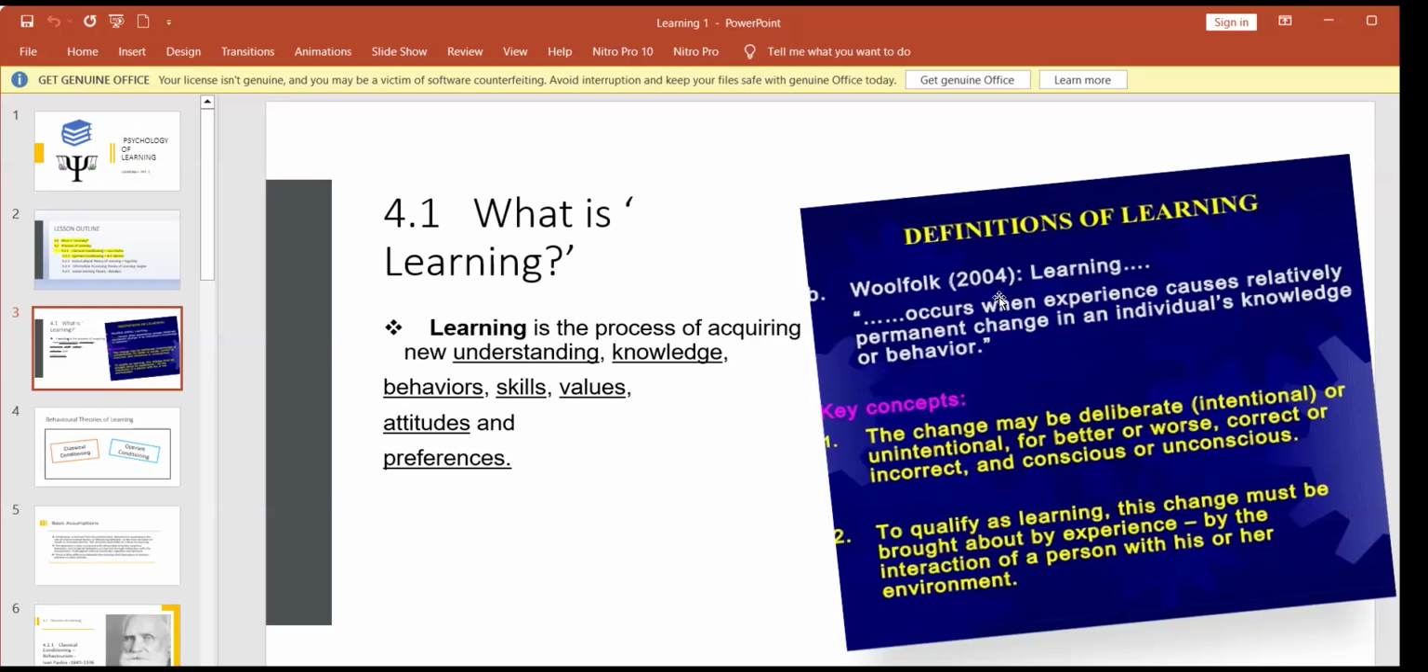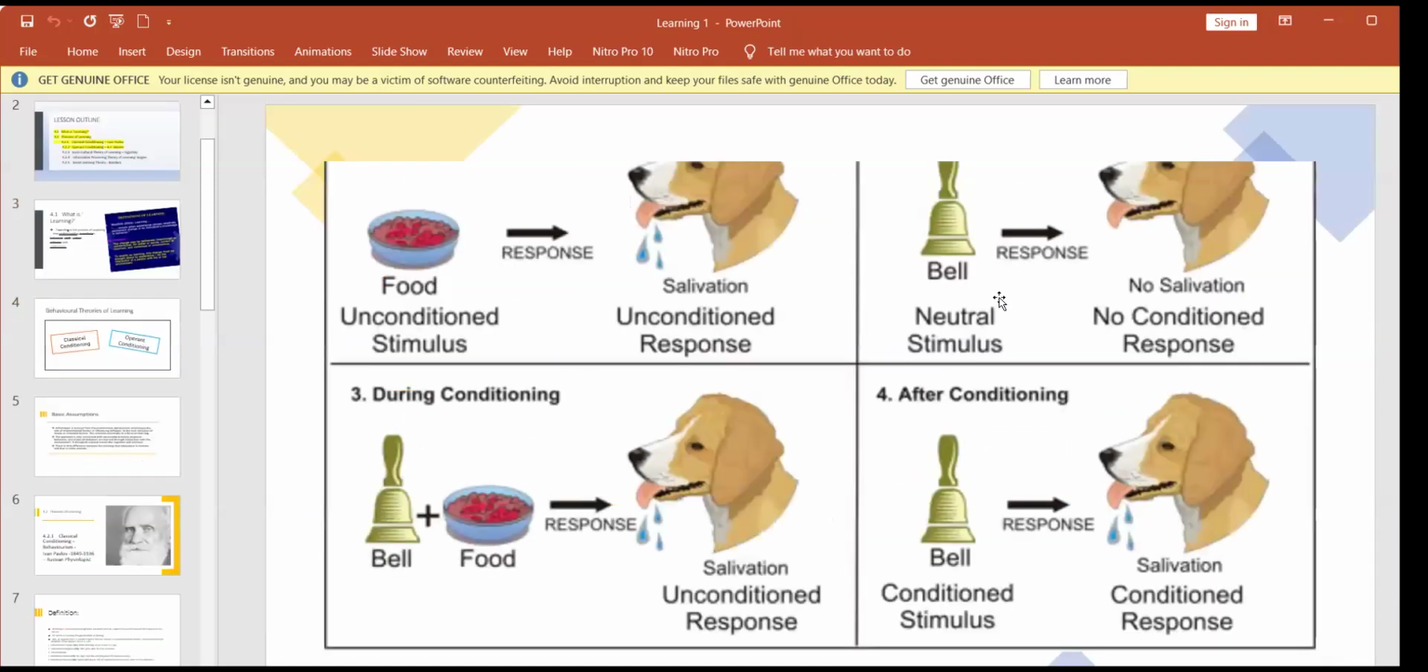Okay. Do you understand this definition by Woolfolk, the four nots? Yes. Then we actually straight away move on to the theories of learning.